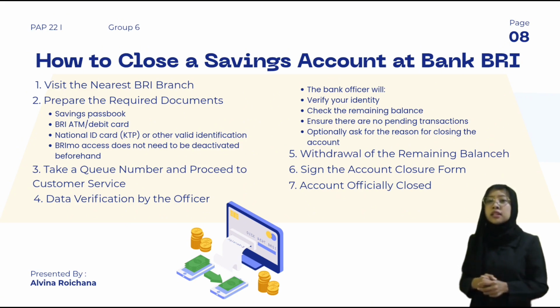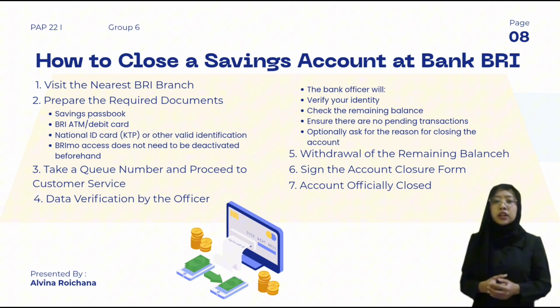While any branch is able to handle an account closure, it is often more efficient to visit the branch where the account was originally opened, because the customer's initial records were created there. Bringing the correct documents is essential. These documents typically include the savings passbook, the BRI ATM or debit card associated with the account, and a valid identification card such as the National ID.